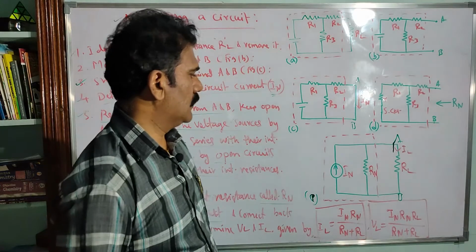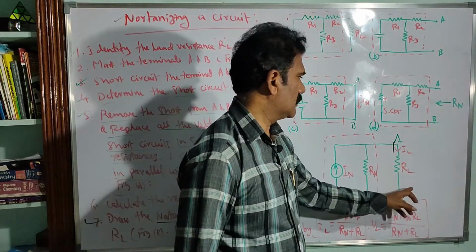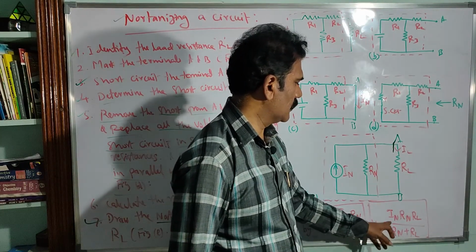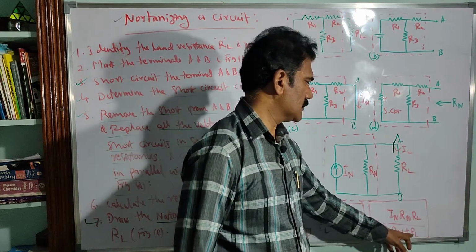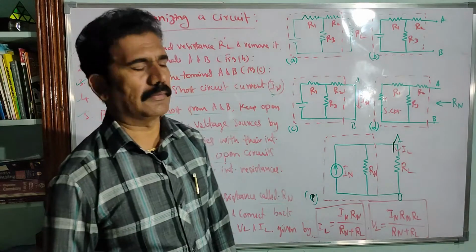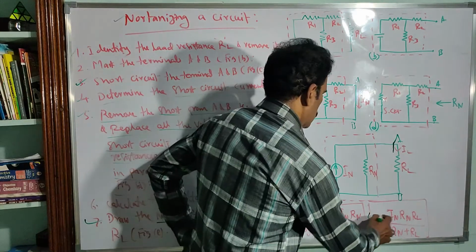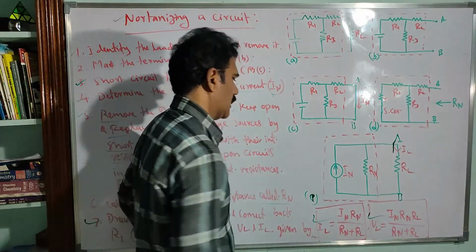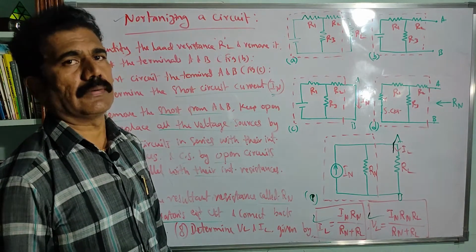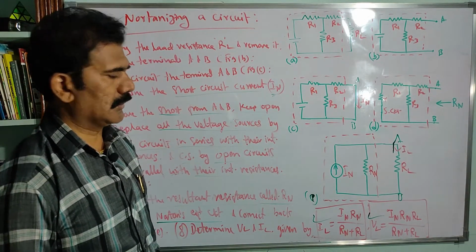Then the voltage across RL is given by VL equal to IN Rn RL divided by Rn plus RL. Clear? This is the equation for the voltage across the load resistor, and IL is the current through the load resistor after simplifying the network.